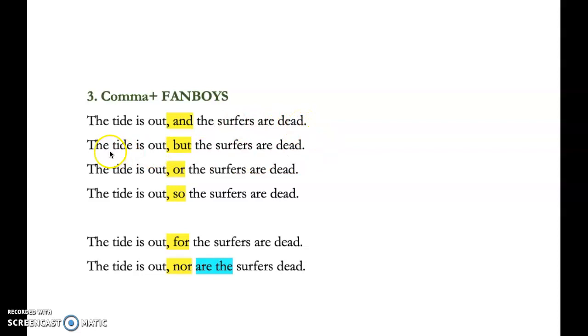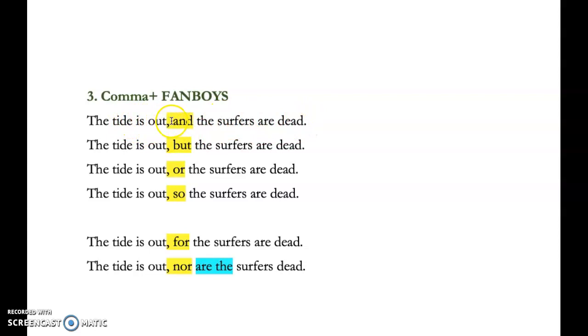But if I say the tide is out, comma, but the surfers are dead, that suggests to the reader that the surfers being dead is a surprise. You didn't think it would happen. And this highlights a really important point about the FANBOYS. Often, they will show you the direction in which the sentence is going.